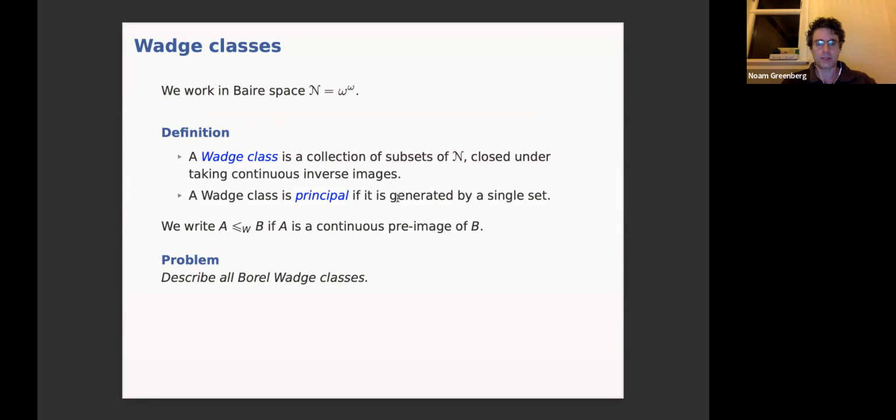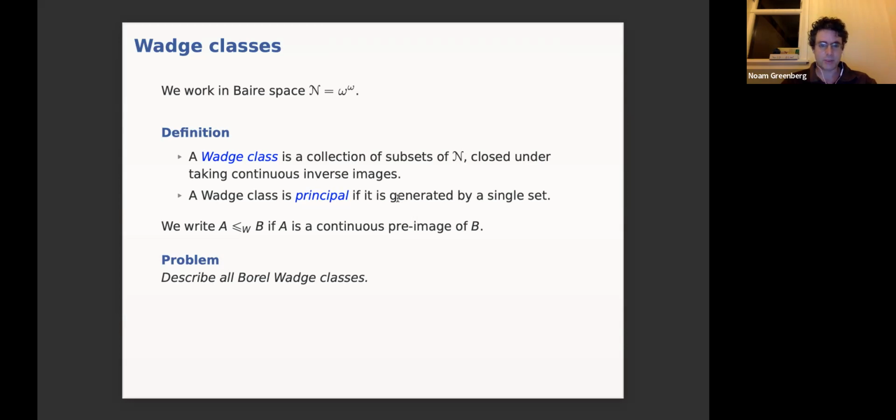So to keep things simple, we will work solely in Baire space, the space of all functions from natural numbers to natural numbers. And given its topology, we define a Wadge class to be a collection of subsets closed under taking continuous inverse images, pre-images. And the Wadge class is principal if it is generated by a single set. It's the collection of all continuous pre-images of a particular set.